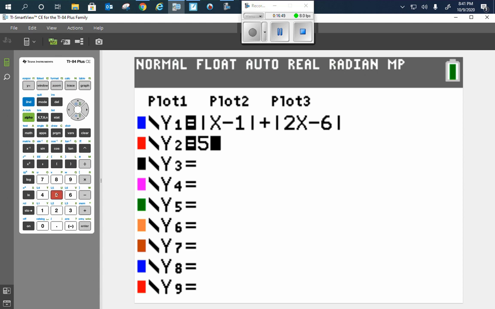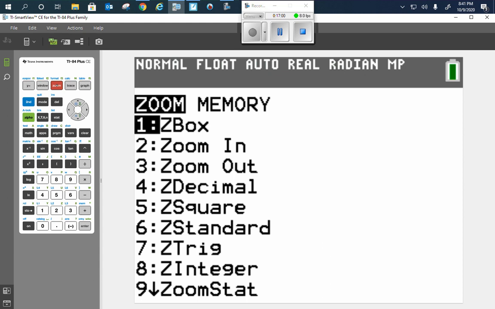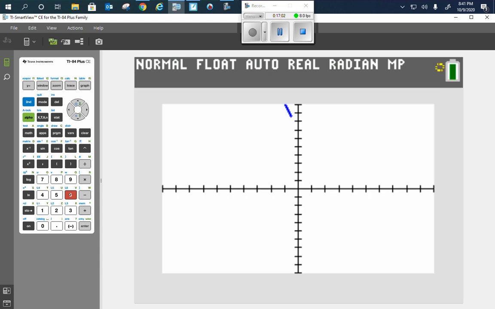And we expect y2 to be a horizontal line, right? Because y equals a constant gives horizontal lines. We'll go ahead and do a zoom standard, like we've been talking about, a 10 by 10 window. All right, so the blue is the part with the absolute values. The red should be the y equals 5. And if you're counting by ones, it looks pretty accurate there.